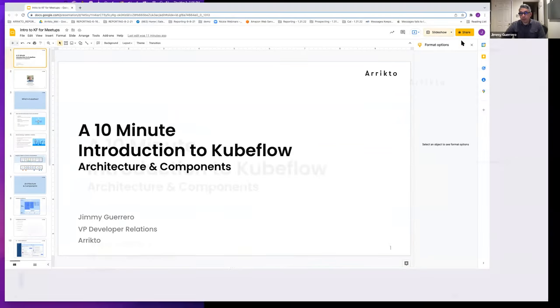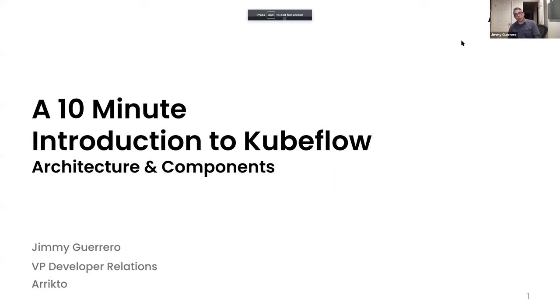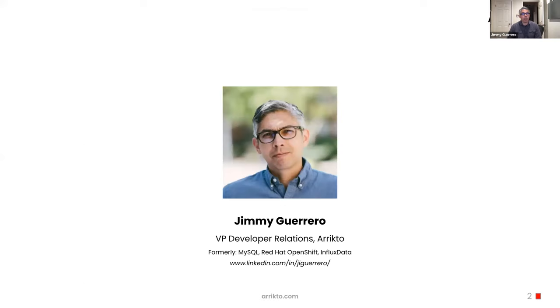All right, so thanks everyone for joining up. I'm assuming that you can actually see the screen share now. Strap in, empty your brain. I'm going to load it up with 10 minutes of Kubeflow. We're primarily going to focus on architecture and components as much as we can cram in the next 10 minutes.